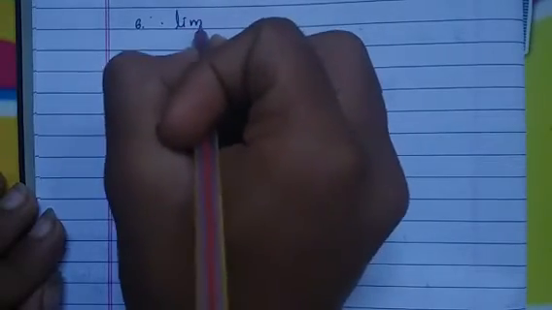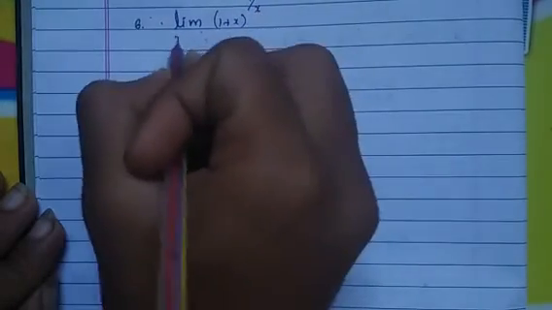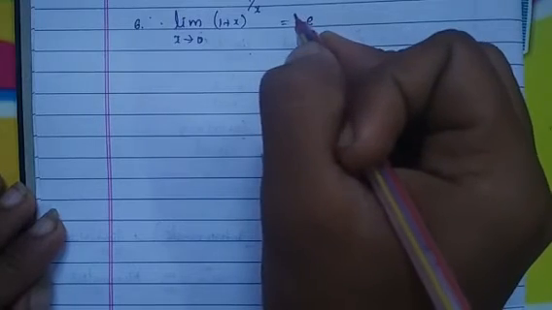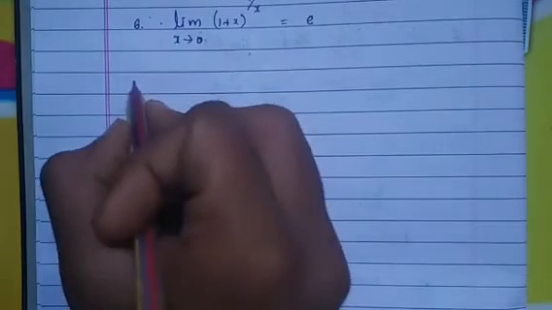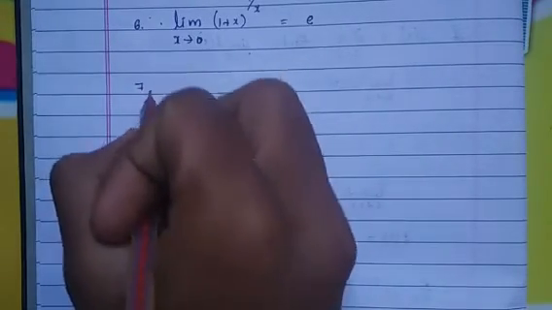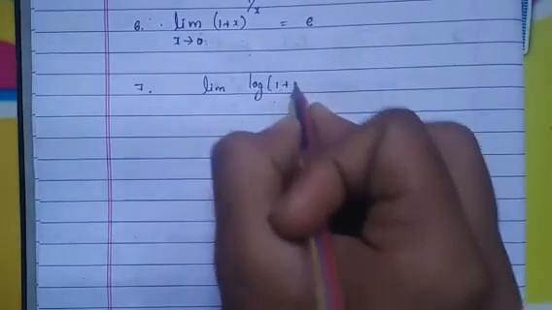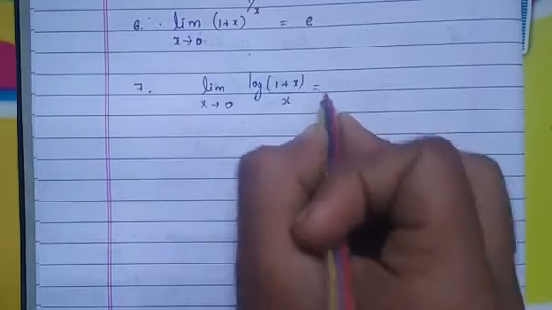Limit of 1 plus x to the power 1 over x as x tends to 0 which is equal to e, where e is the exponential constant, whose value is 2.7182. And lastly, limit of log of 1 plus x over x as x tends to 0 which is equal to 1. And now we see the logarithmic formulas.